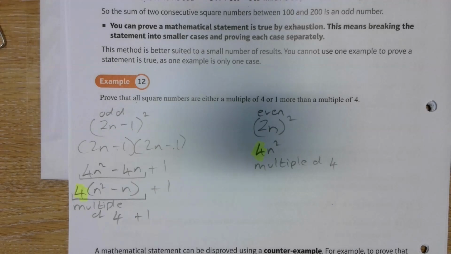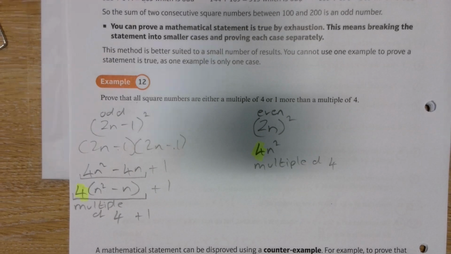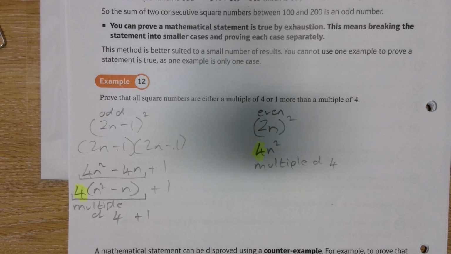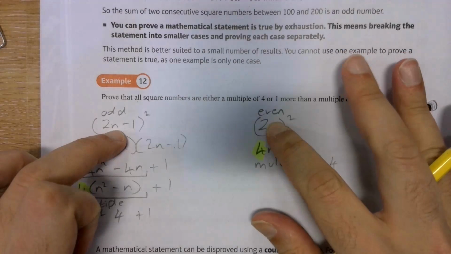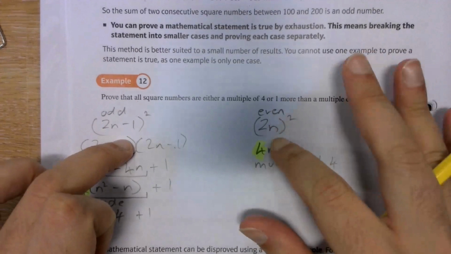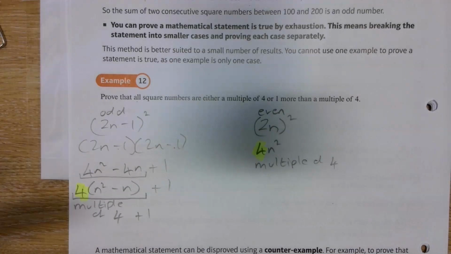So if they're asking you to prove something about all numbers and you're thinking, hang on, Sarah said that we can't do that, try this method. Try splitting it into all the odd numbers and all the even numbers, and define odd like that, define even like that, and then see if you can work your way through the algebra.